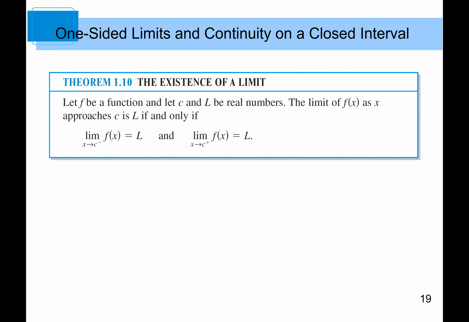So the existence of a limit. This is a theorem. Let f be a function, and let c and L be real numbers. The limit of f of x as x approaches c is L if and only if the left side limit equals L and the right side limit equals L.